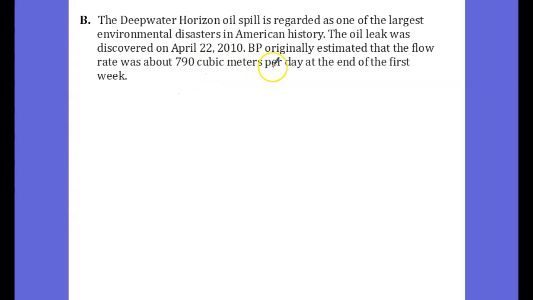790 cubic meters per day is our rate of flow, or our change in volume. And they tell us that this is the measurement, the instantaneous rate of change that occurred at the end of the first week. It's measured in cubic meters per day. So at the end of the first week, the amount of time that has elapsed would be 7 days.